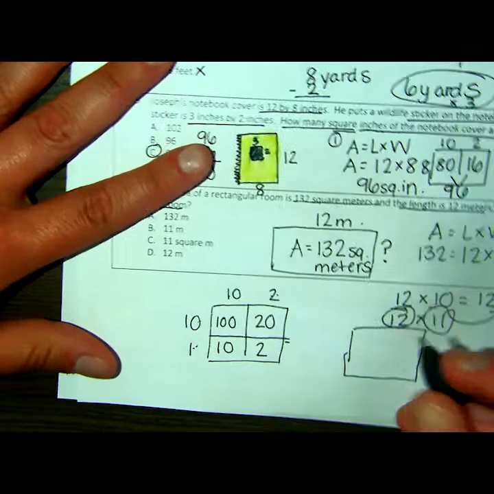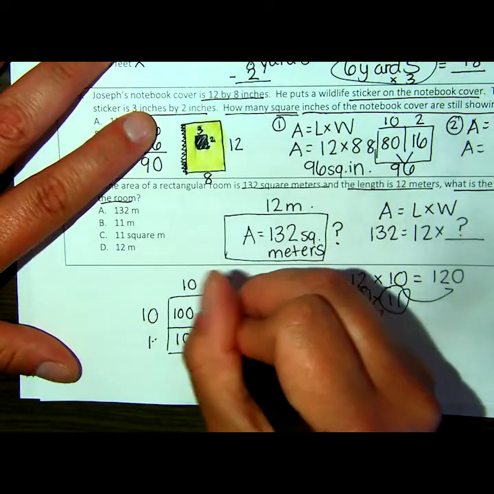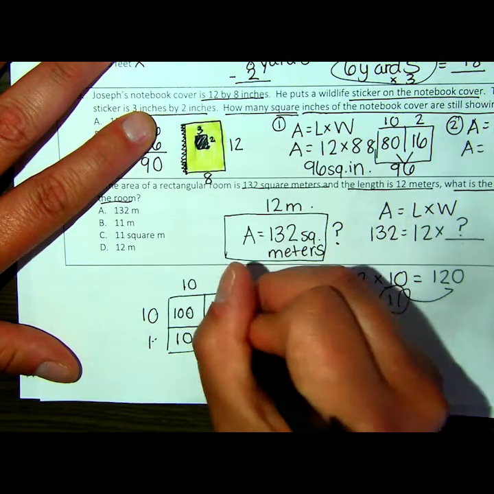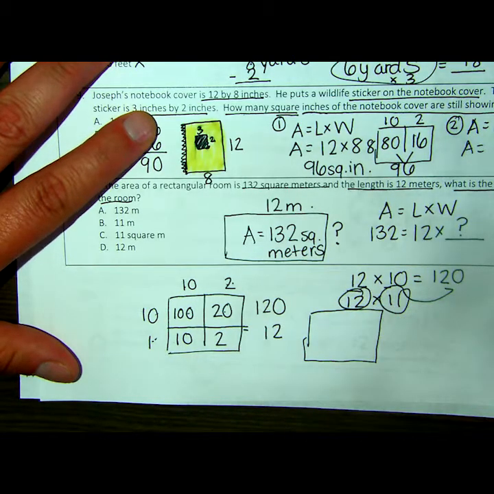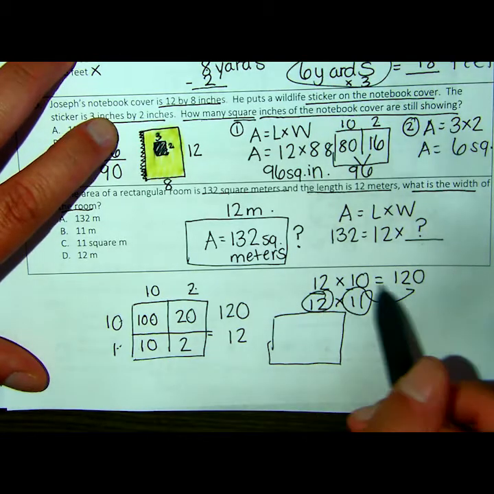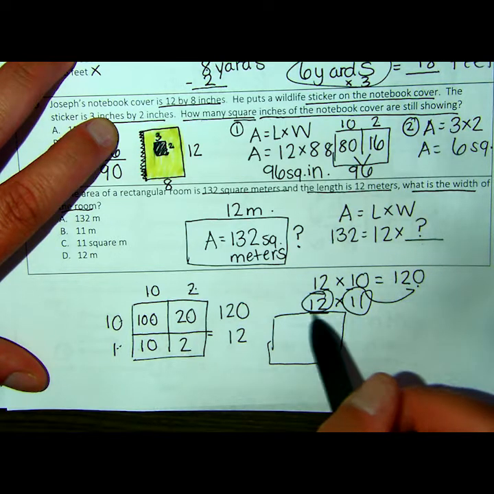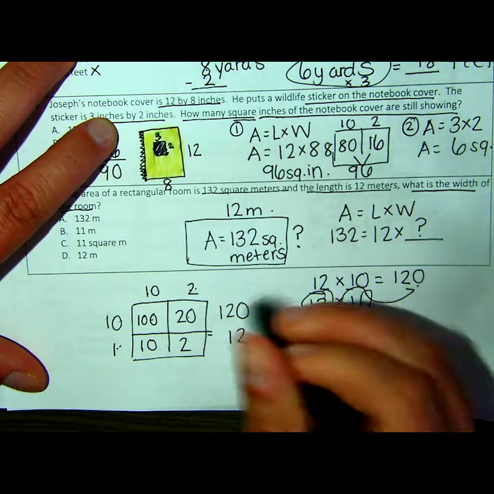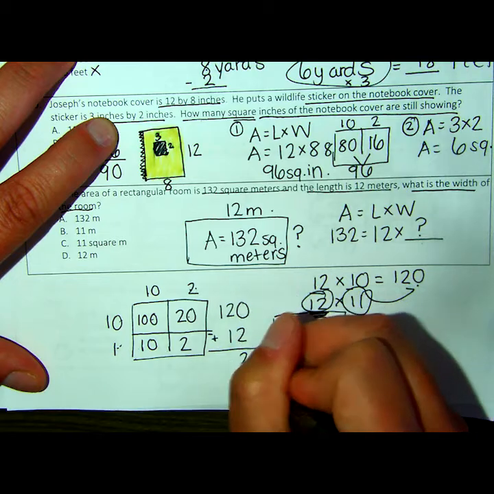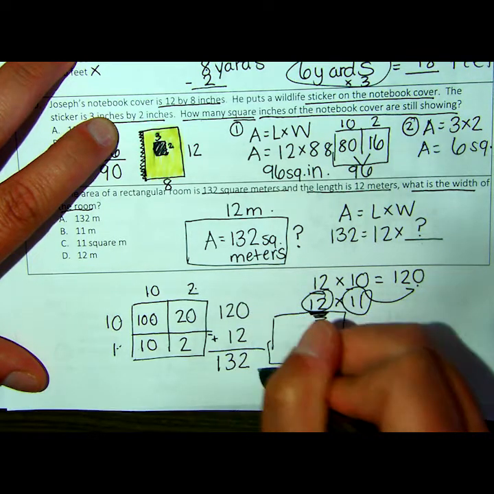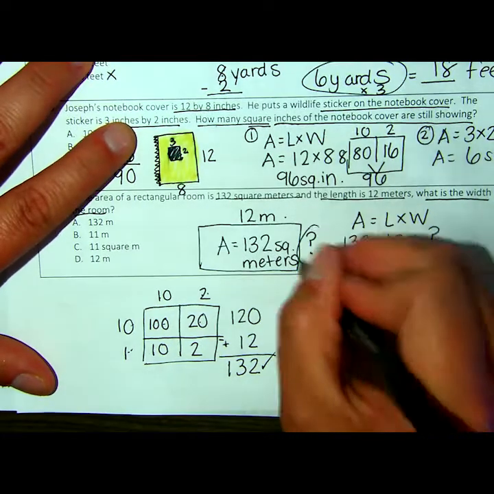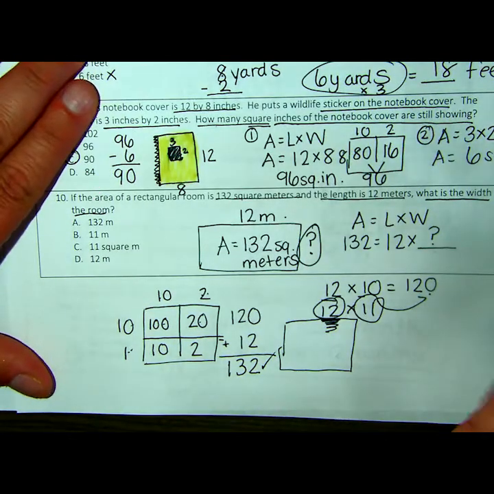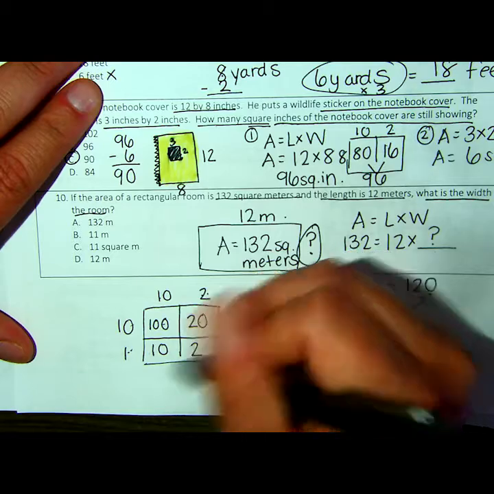This would be 120 plus 12. Oh yeah, that's kind of like, that's 120, and then I'm adding on this extra group of 12. This would be 2, 3, 1. 132. So the missing side length, or the width of this rectangular room, is going to be 11 meters.